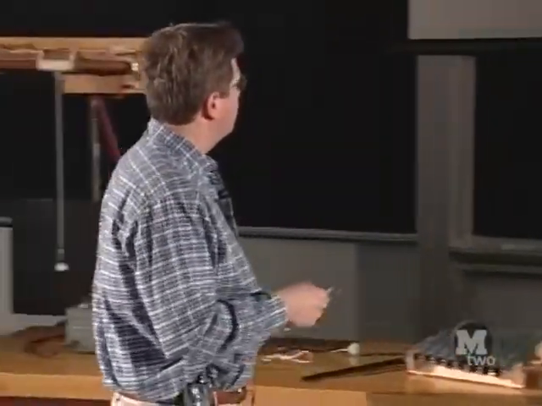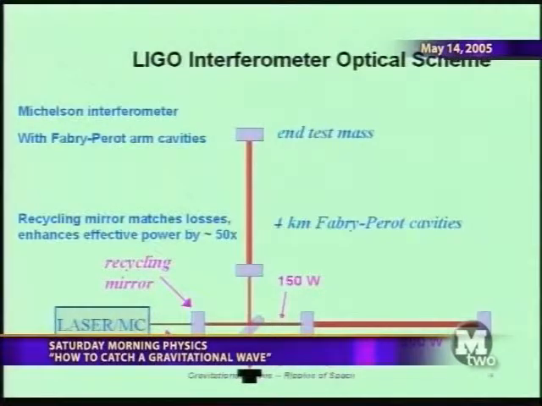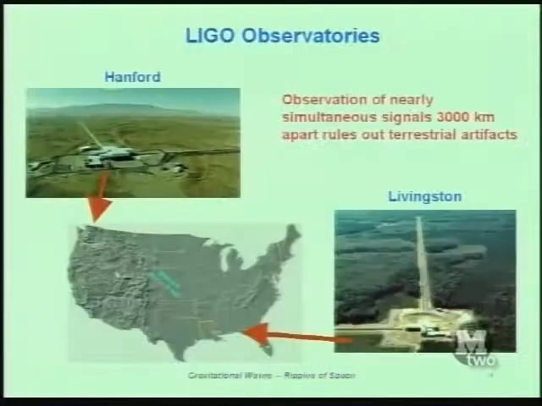And we can do still better by putting one more mirror in the system, right here, called the recycling mirror. The idea behind that is that the light that comes back from these two arms and goes back through the beam splitter is wasted if it's just thrown right back at the laser and dumped somewhere. We might as well put a mirror here that reflects that light back into the interferometer and essentially magnifies the intensity of our laser. Okay, so those are the three main techniques that are used to do better than the thought experiment I described a moment ago.